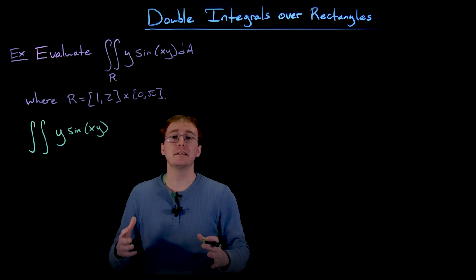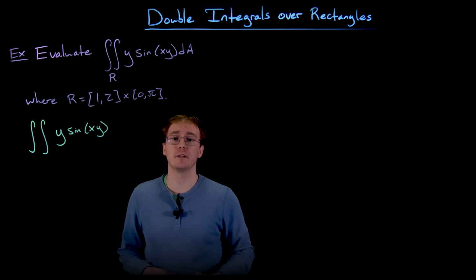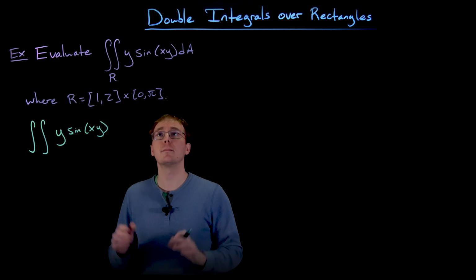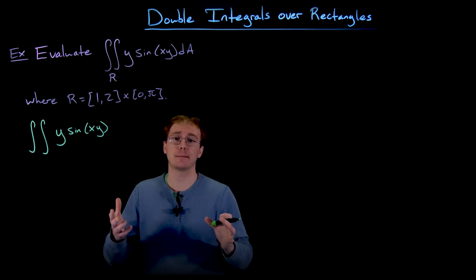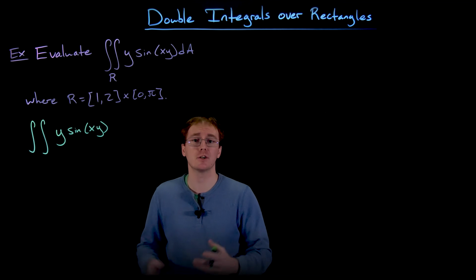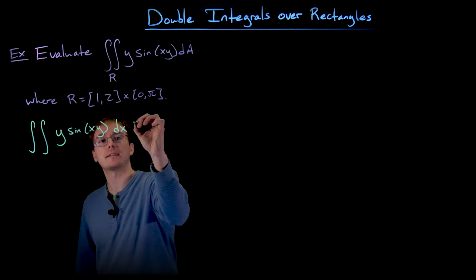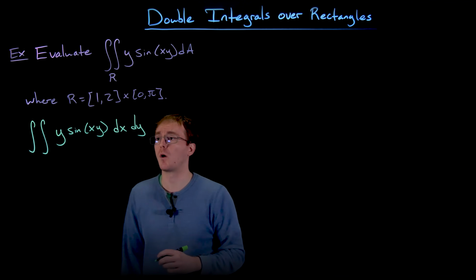All right, so remember, Fubini's theorem says that we can choose the order of integration when we're integrating over a rectangular region. And so we might not have any foresight in this example as to which order of integration might be easier. So let's just go ahead and jump right in. Let's go ahead and integrate with respect to x and then with respect to y.